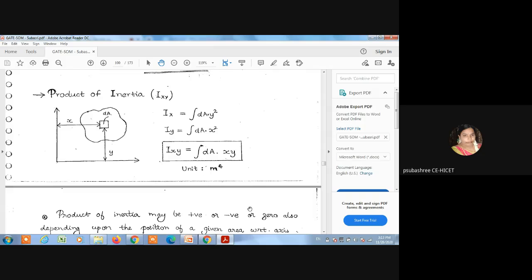Then the last one is product of inertia. The product of inertia Ixy is equal to the integration of dA into xy.